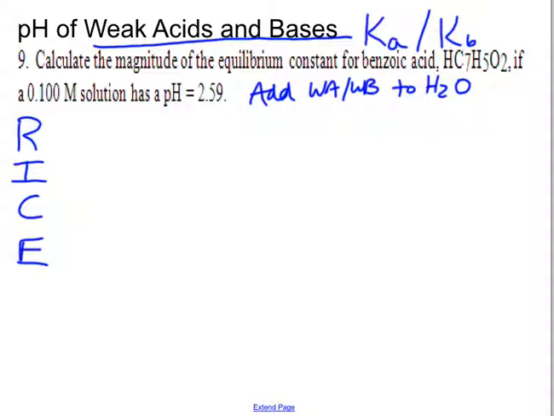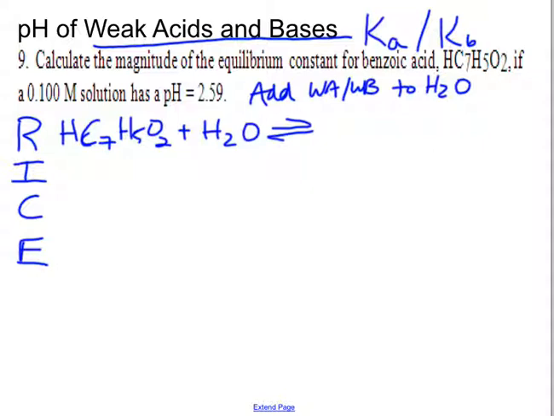which is easy because here we're looking for the Ka value for benzoic acid. How do I know that's a weak acid? It's got carbon in it. It's got a crazy organic name. You didn't learn how to name that because it's a common name. So when you don't know the name of it, HC7H5O2, it's probably going to be organic, and those are weak. So we add it to water.